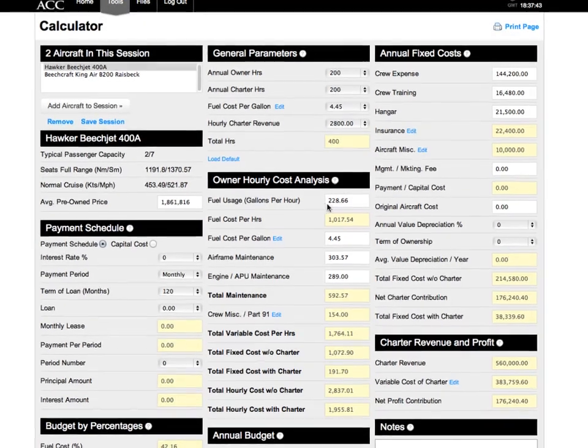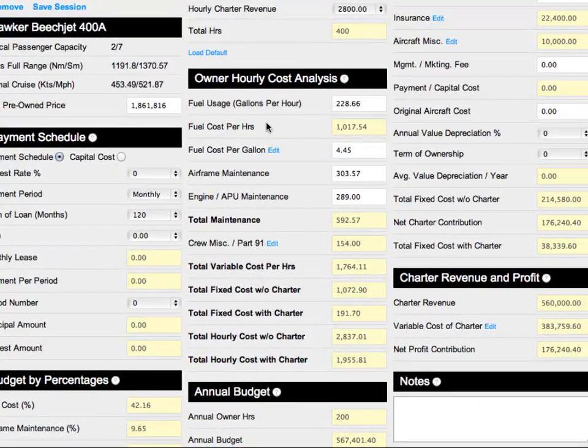4.45, right? So now under the owner hourly cost analysis here, fuel usage is 228 gallons per hour, and we talk to the operators and we use Airmail quite a bit to talk to guys that are the drivers of the airplane, what their fuel burns are these days and some of their other costs. So that's how we get our data, Jim. But maybe this guy's going to operate at 60% power or 65% power, so he's going to pull the throttles back and only be burning 210 gallons an hour.